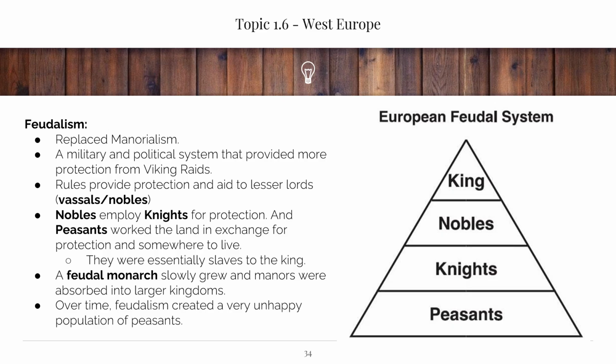The feudal monarchs slowly grew. Manors were absorbed into larger kingdoms. A lot of these lords are going to go off to fight in the Crusades, and some of them are going to pass away fighting. If their oldest son also passed away, because of the primogeniture laws, a lot of times the king would just absorb that land. And so we see a pretty high frequency of that during this time period. Because of that, over time, feudalism just kind of collapsed. A lot of people were unhappy, in particular the peasants, of course. But we also see the Crusades adding to the collapse of European feudalism.